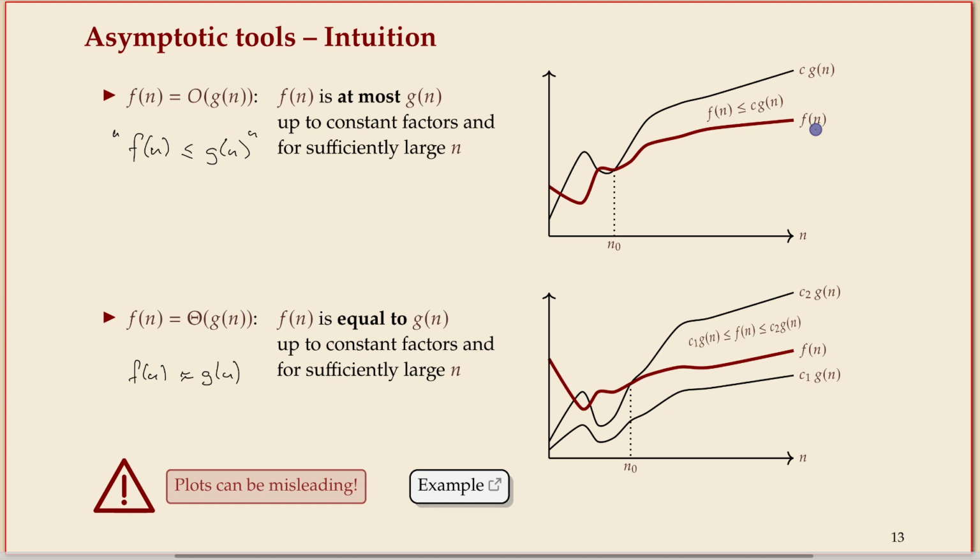I'll come back to that example. For theta, it's basically combining two things. You can sandwich your function f between function g multiplied by a small constant and function g multiplied by a bigger constant. And again, before a certain threshold, the functions can do whatever, but after that, they stay in the right order. Okay? So morally, whenever you read f is O of g, you want to read this as f is smaller than g. But with the caveat that it might be only up to constant factors and only for sufficiently large n. Okay?